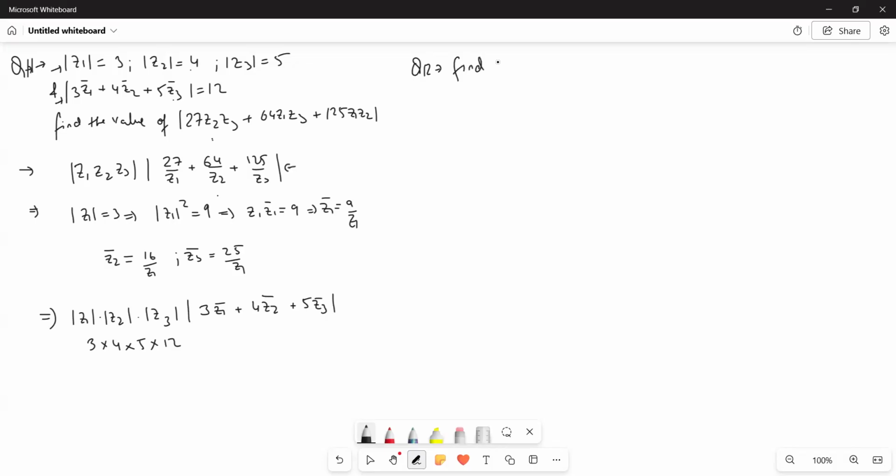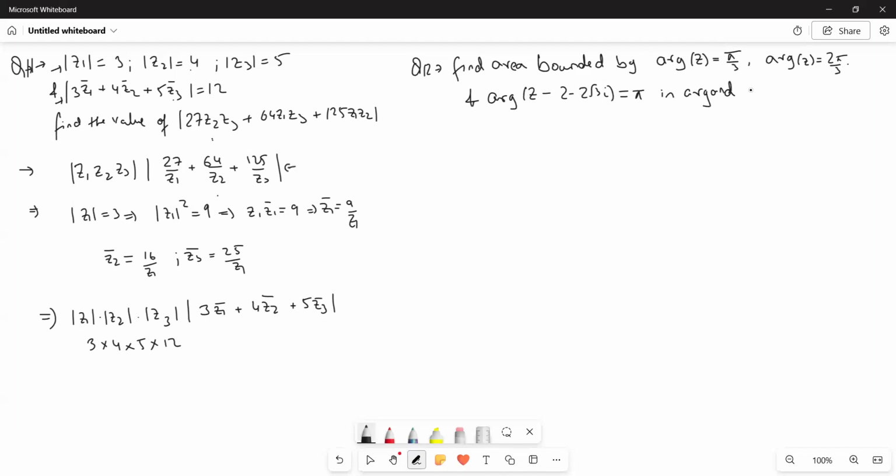Question 12. Find the area bounded by argument of z is equal to pi by 3, argument of z is equal to 2 pi by 3, and the argument of z minus 2 minus 2 root 3 is equal to pi in the Argand plane.